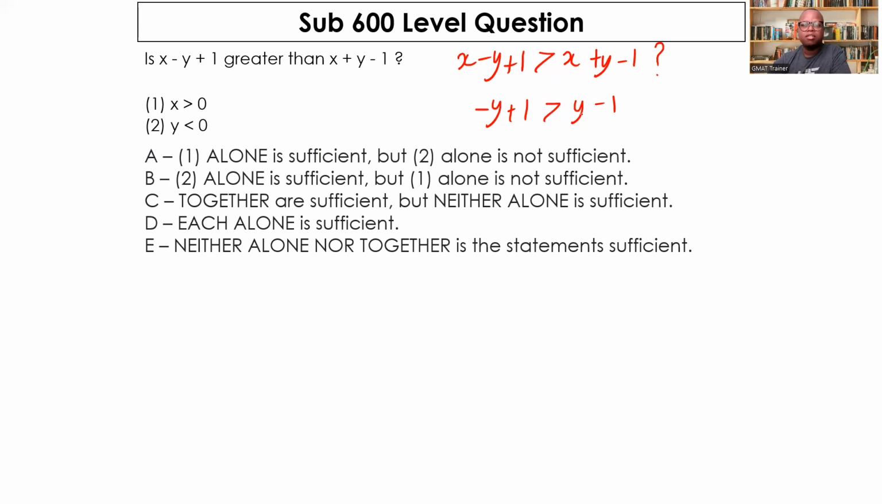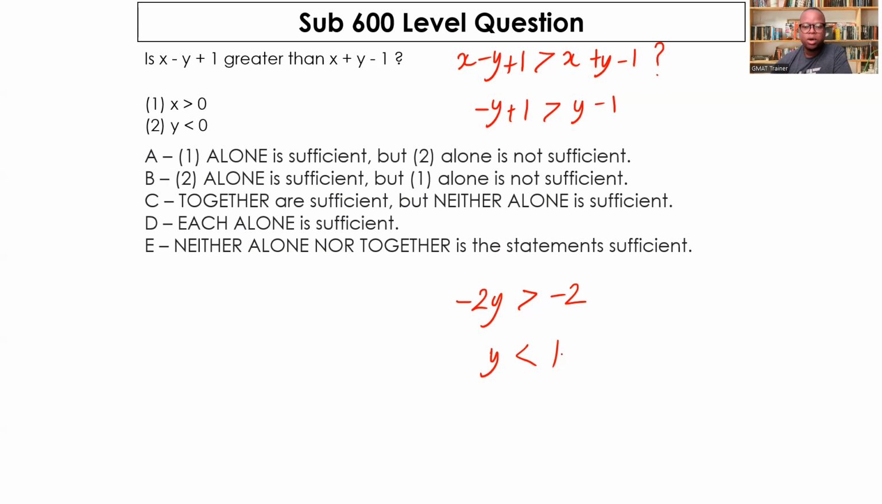So we can collect the terms together and address them. We can have y on the left-hand side, so that you have negative 2y being greater than negative 2, because the positive 1 crosses the side, giving subtract 2. So for us to have y as positive, we divide both sides by negative 2, and we'll have y being less than 1, because when dividing by negative 2, the inequality sign changes. So y is less than 1.